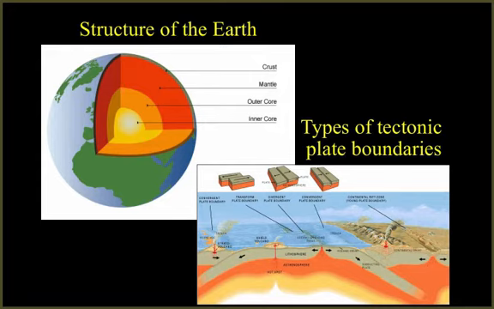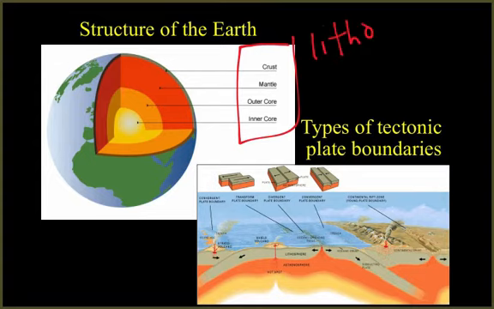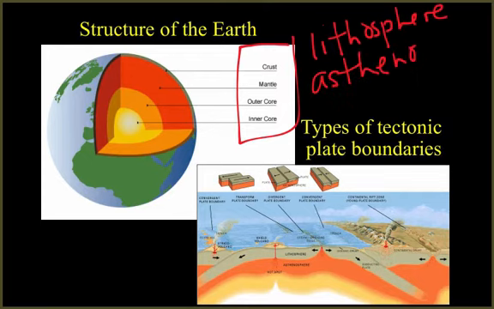So I want you to have these types of plate boundaries in mind as we go forward. I want you to recognize that we're going to be using terms like crust and mantle mostly, but I'll also use lithosphere and asthenosphere to denote the rheological differences in Earth's crust.